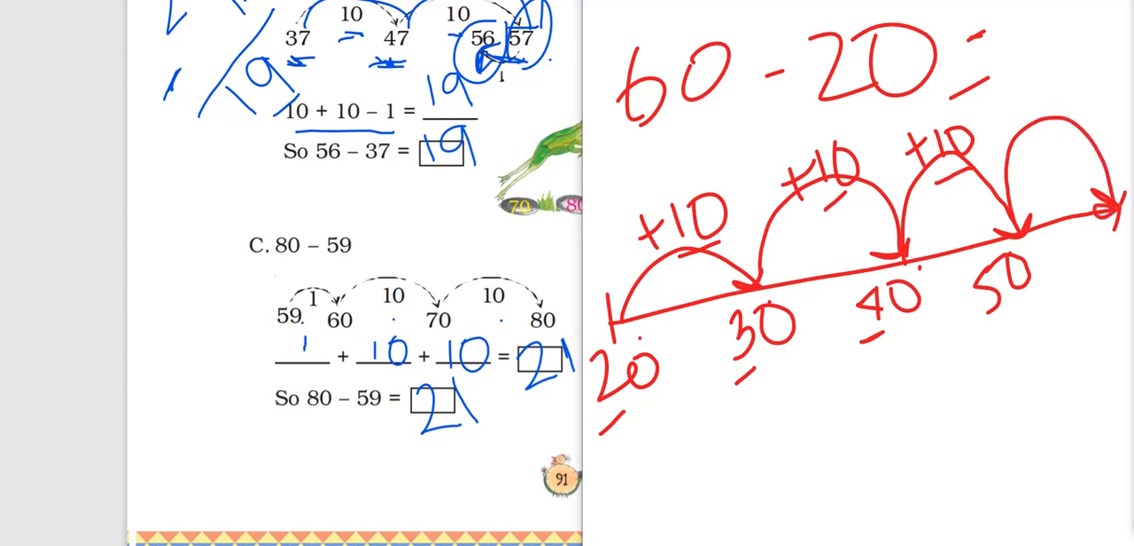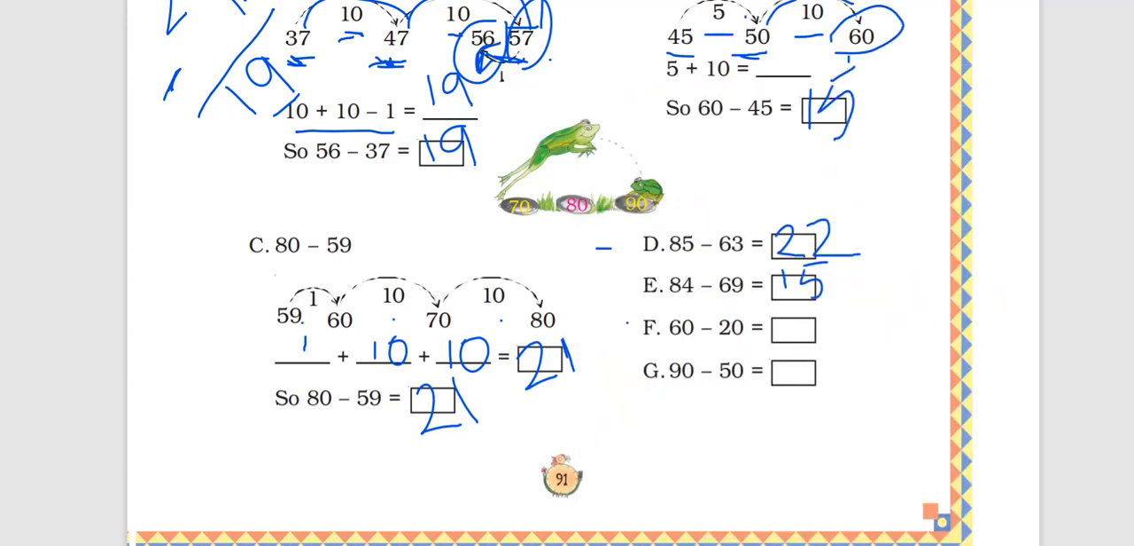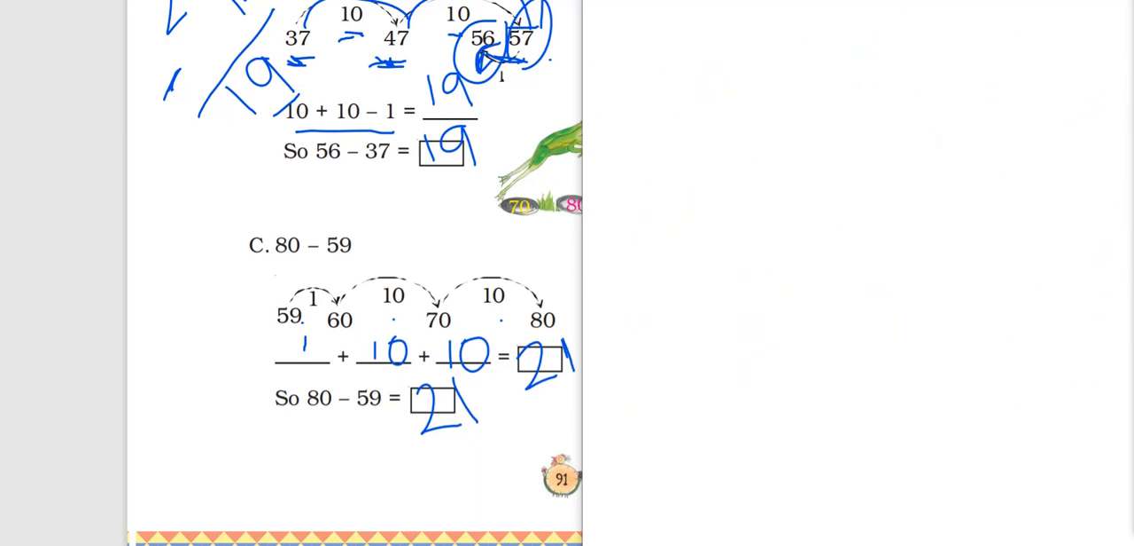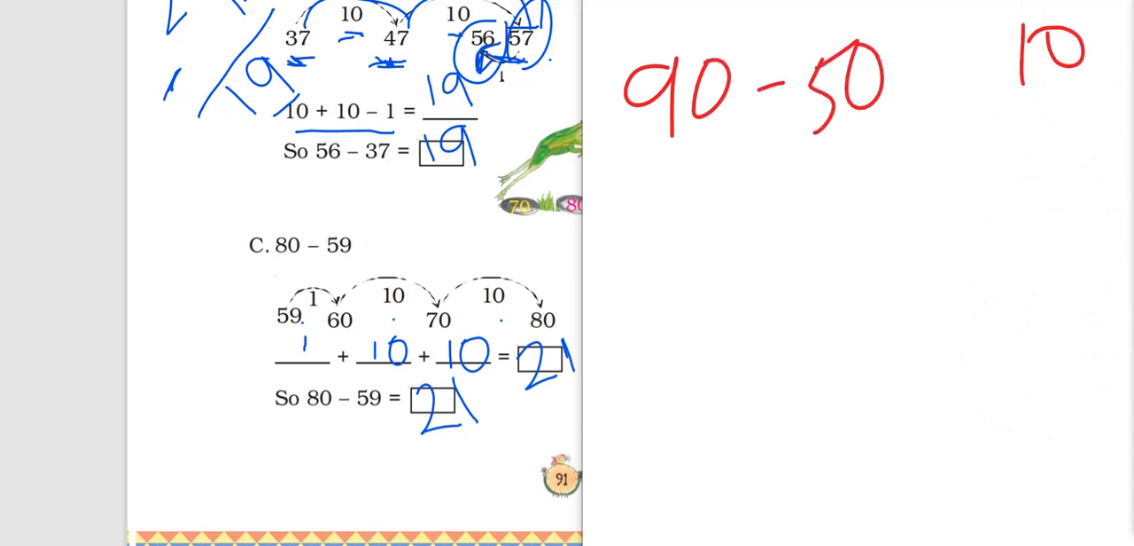Let's see, I think we are already here, plus 10. 5 tens plus 1 ten is 6 tens, 60. So we took 1 ten, 2 tens, 3 tens and 4 tens. That gives me 40. 4 tens is 40. So 60 minus 20 is 40. Okay, the last one is 90 minus 50. Okay, 90 minus 50.